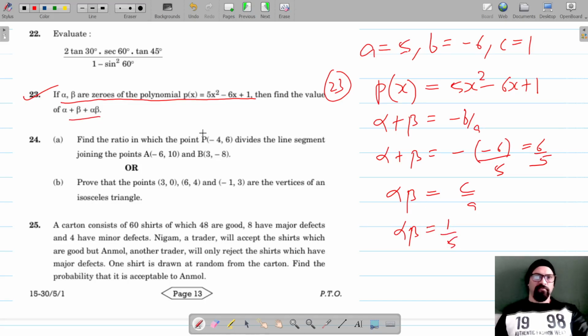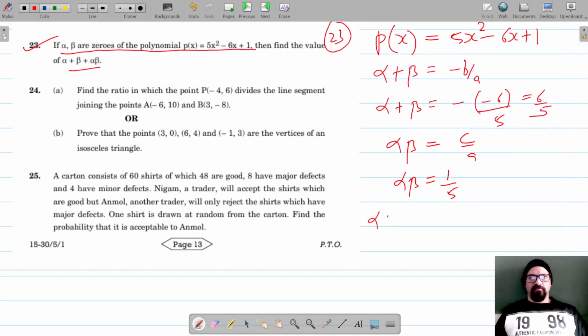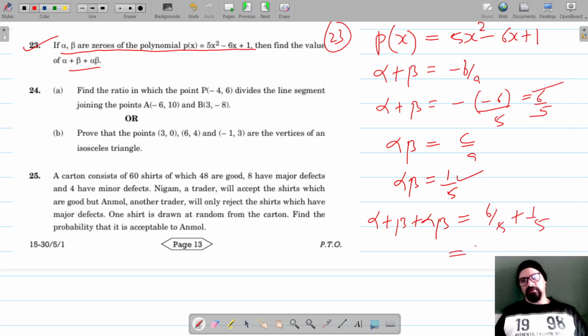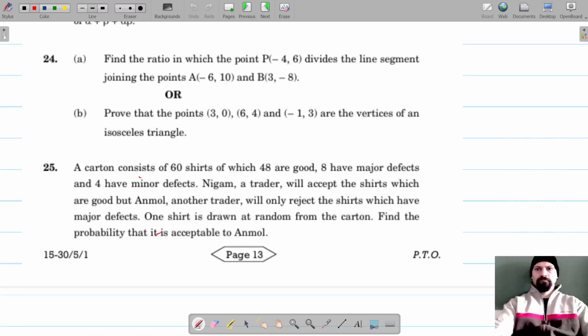Okay, now we have to find the value of alpha plus beta plus alpha beta. So alpha plus beta is 6 by 5, and alpha beta is 1 by 5, which is equal to 7 by 5. So 7 by 5 is the answer for this. Moving on to the next question.